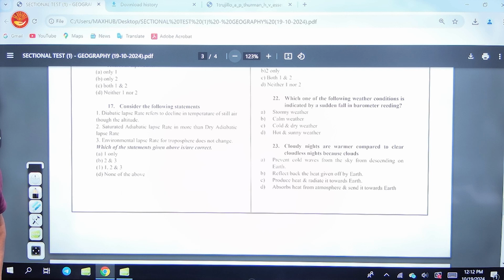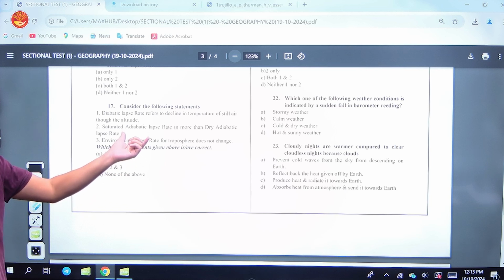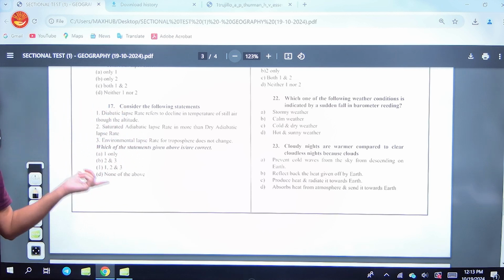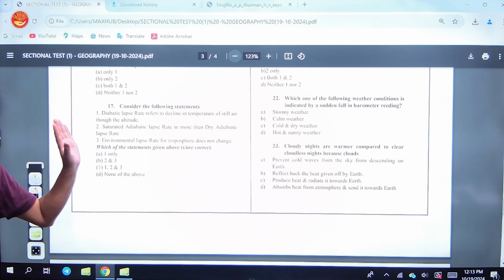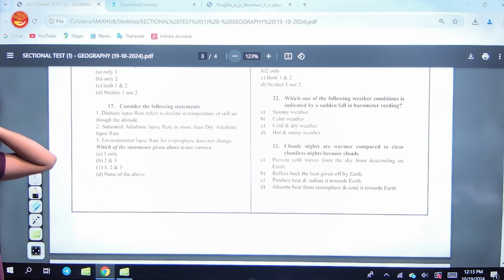If you are marking these two options, you will not be given marks. It will be considered as a wrong answer. You will be charged for that. Okay, that is the rule. Even if you mark two options for the same question, even if one is correct, the whole question will be considered wrong, and you will be penalized for that.